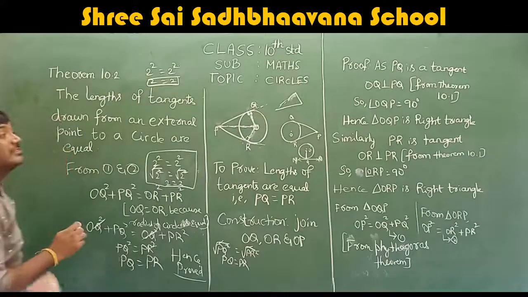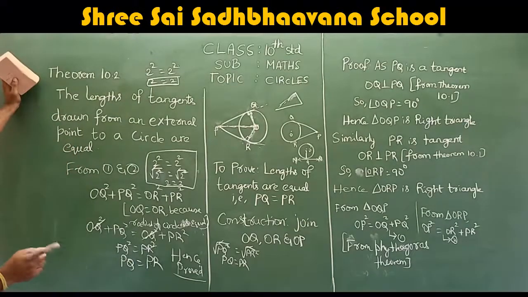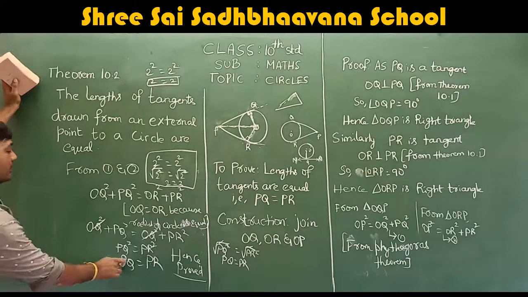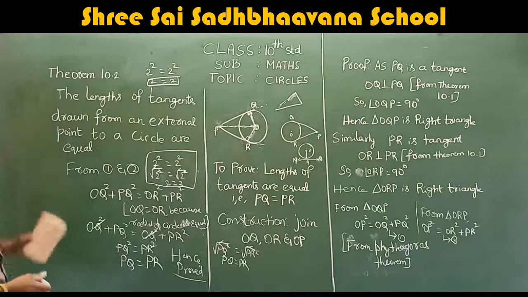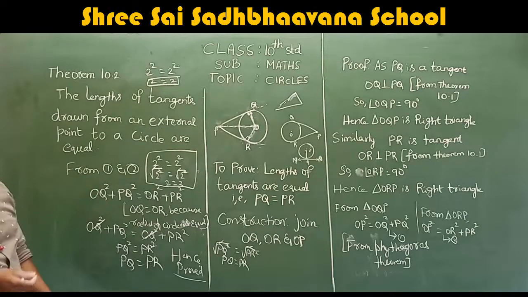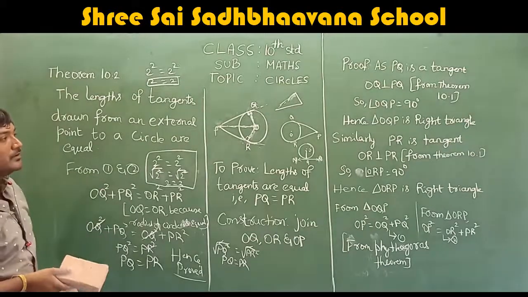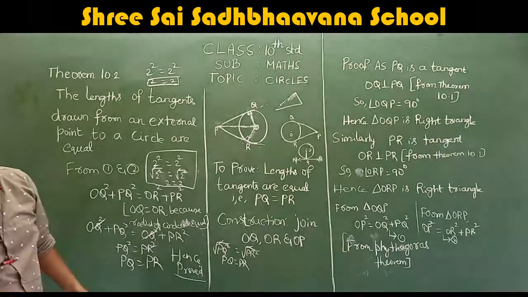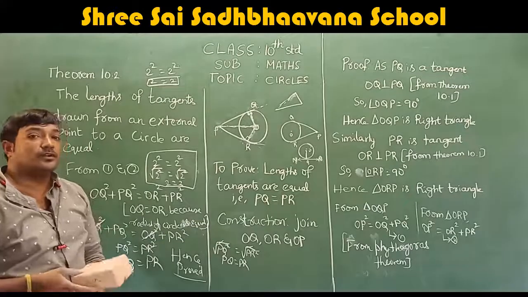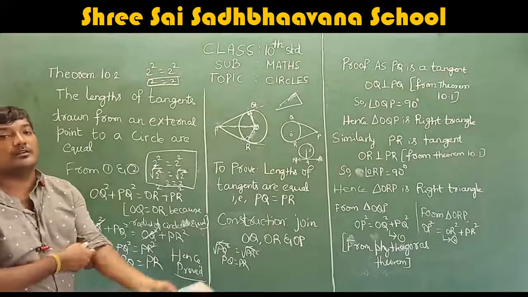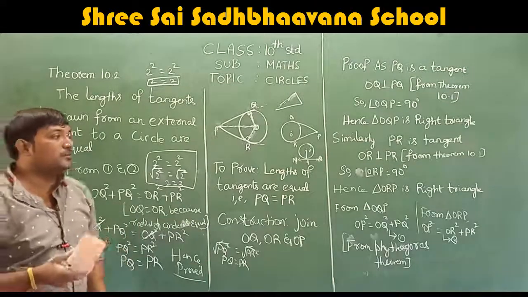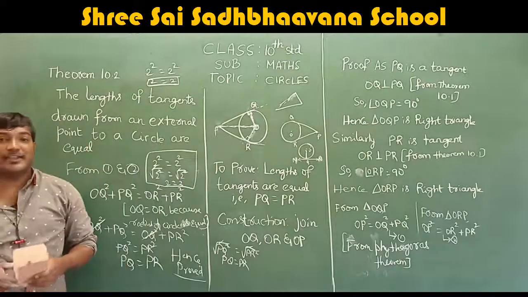What is PQ? Length of the tangent. What is PR? Length of the other tangent you drew. So we proved that the lengths of the tangents PQ and PR are equal. That is the only proof we have to do. I hope you understood. This theorem is also important. As I said, both the theorems are very important from your examination point of view. I hope you understood.